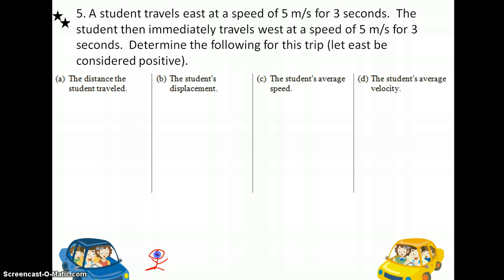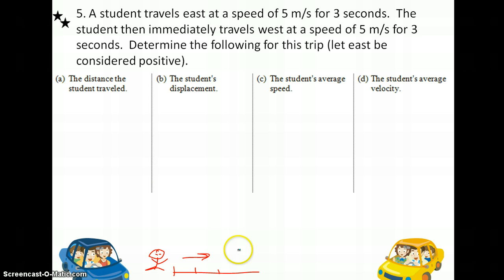Here's our happy little guy. He wants to go to the east. So he's going to travel east at 5 meters per second for 3 seconds. We can work that one out in our head, but of course we have to use the GUESS method to show how far he goes in this direction.